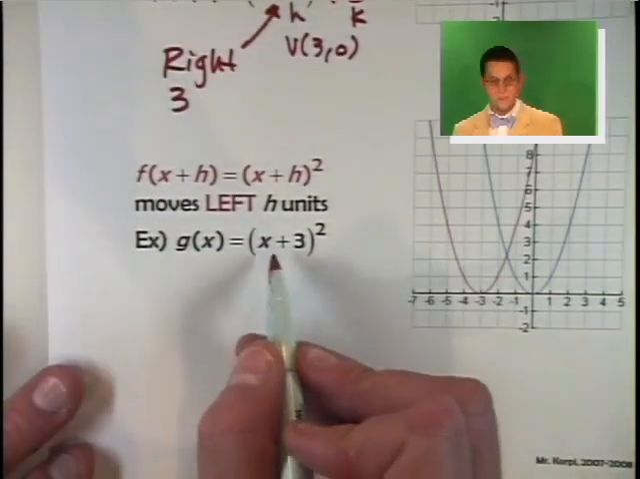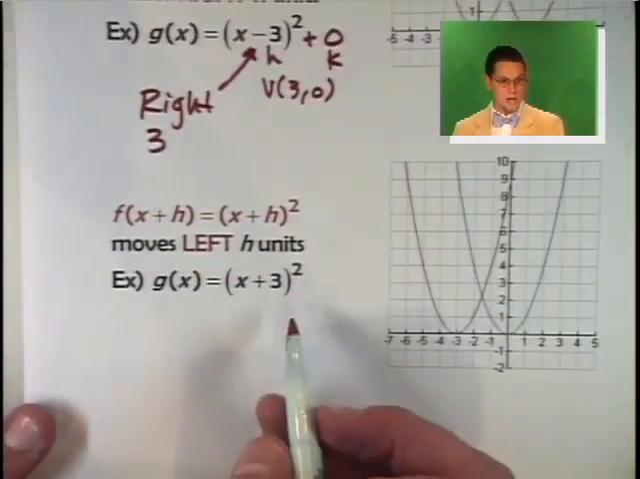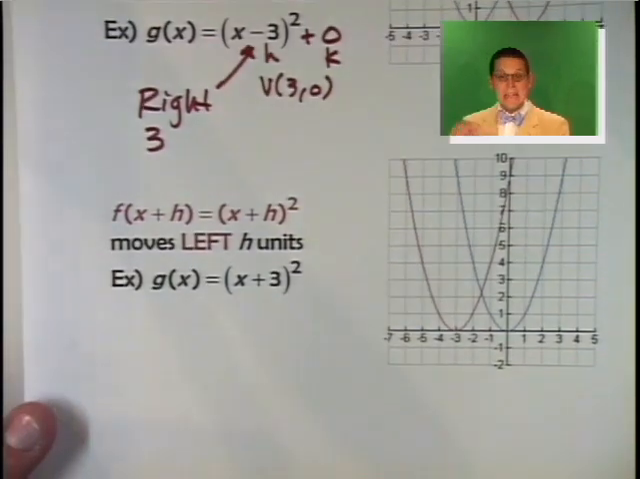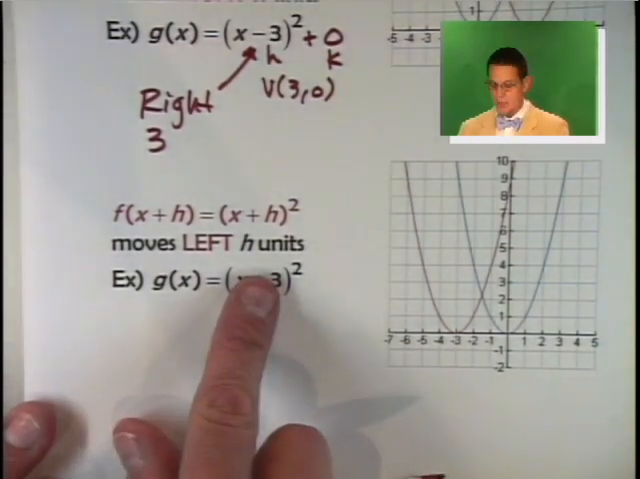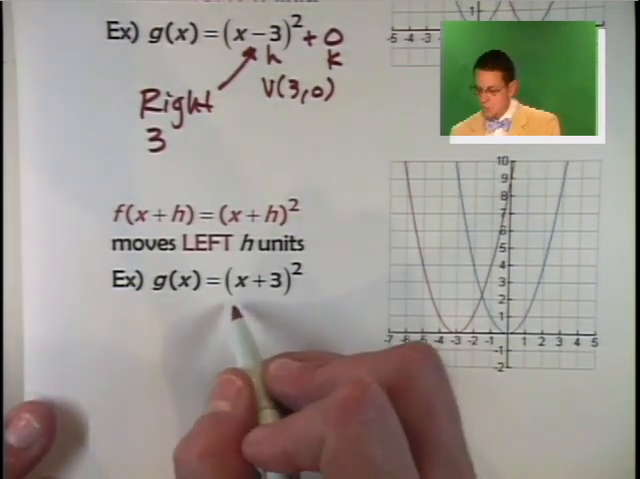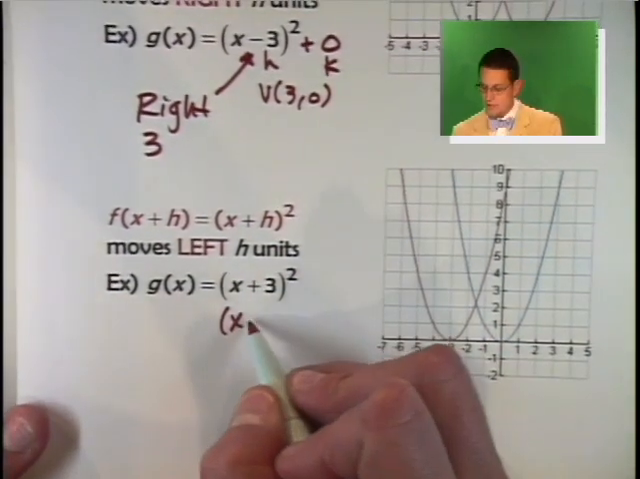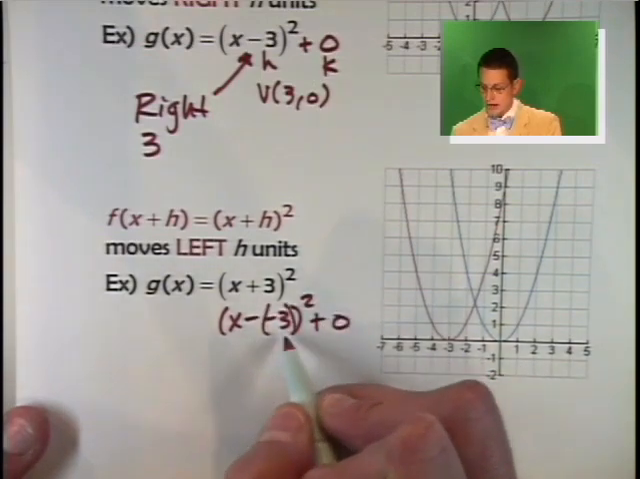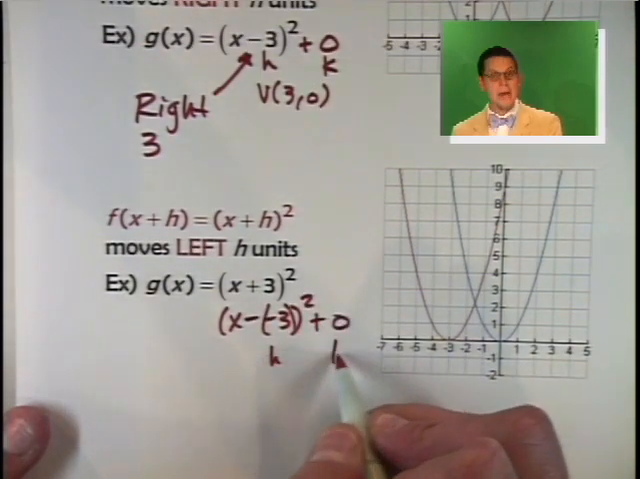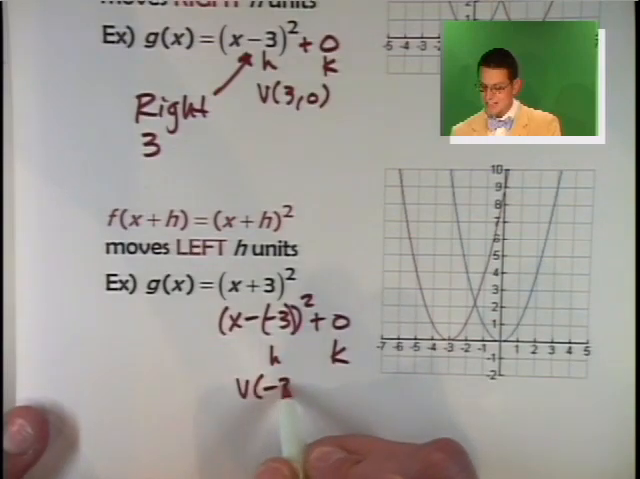What about this one? What if it's x plus 3? Okay, notice that it's being added inside the function. That is before I square it. So that has to be a horizontal inside shift because I'm adding. Well, if we go back to the standard vertex form, x minus -3 squared plus 0, now h is -3 and k is 0. So my vertex is at -3, 0.